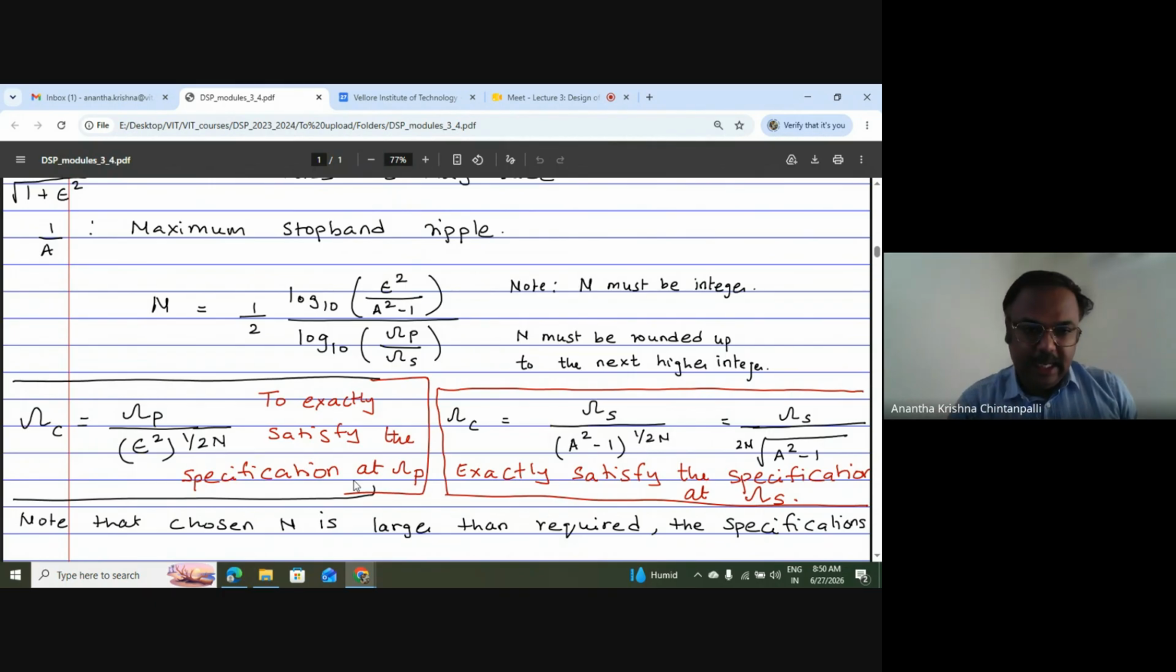The calculation of omega c depends upon what exactly you, as a designer, want to do: match the specification at omega p, or at omega s, meaning you need an exact pass band specification or exact stop band specification. From a more practical standpoint, since it's a low pass filter, we make sure that we match our specification with respect to omega p, because those are the frequencies we want to preserve.